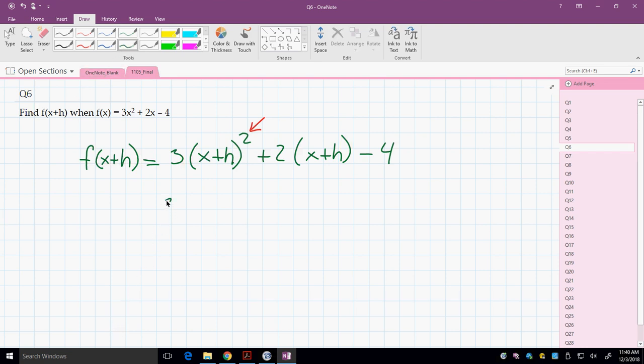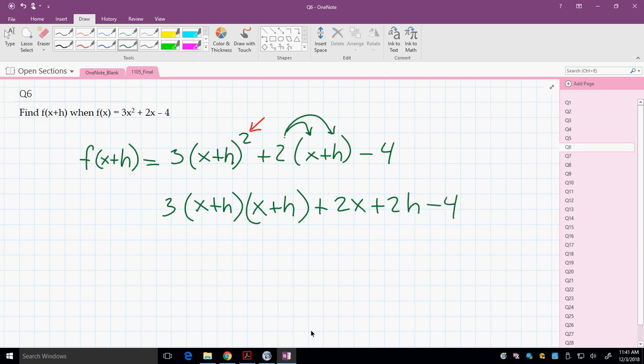Every time we have a parenthesis raised to the second power, we need to write it out and FOIL. Write the 2 parentheses out. And here we can distribute the 2. So plus 2 times x is going to be 2x, and 2 times h is going to be plus 2h, minus 4. Now here we have to FOIL. Multiply the first term, the second term.